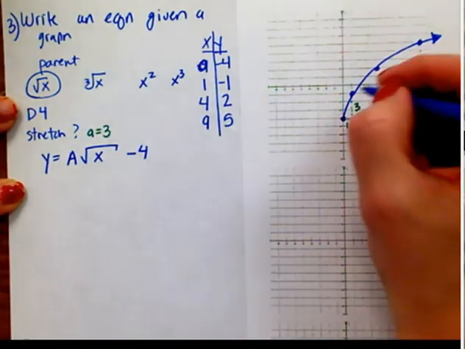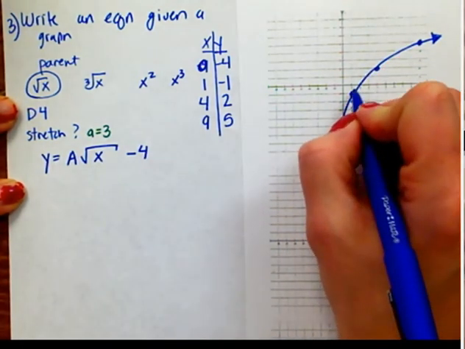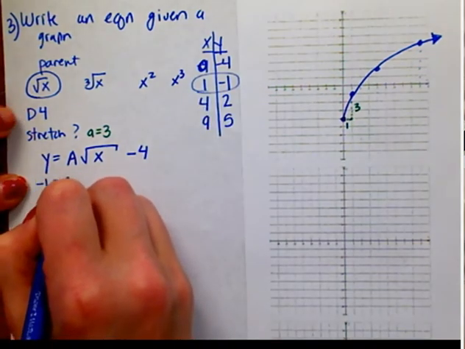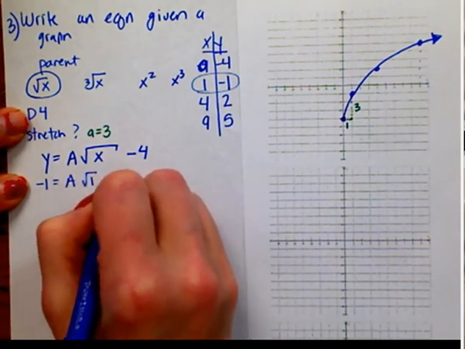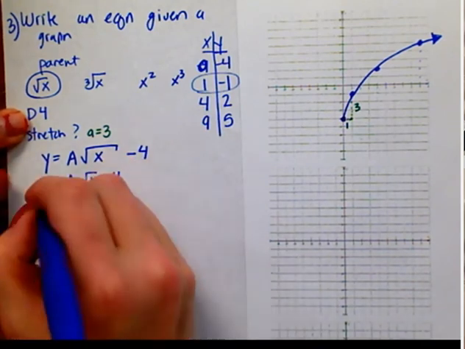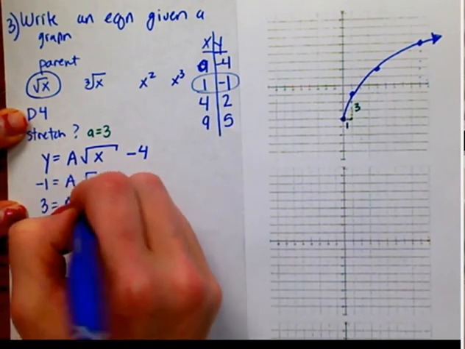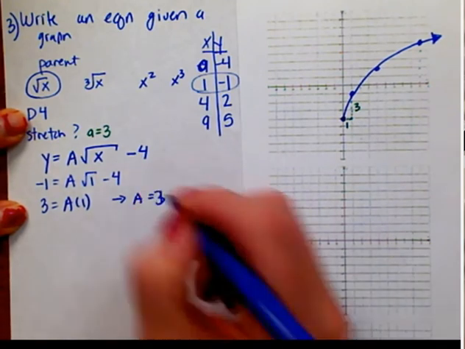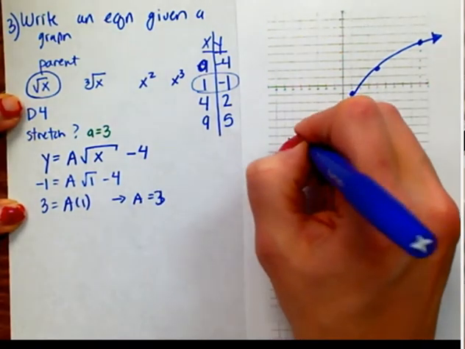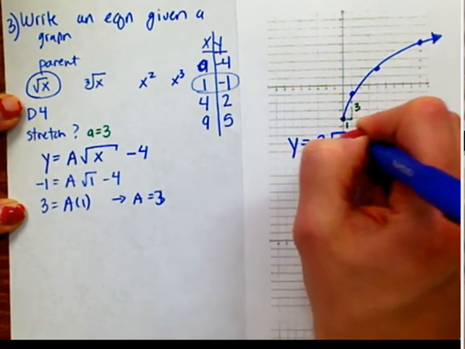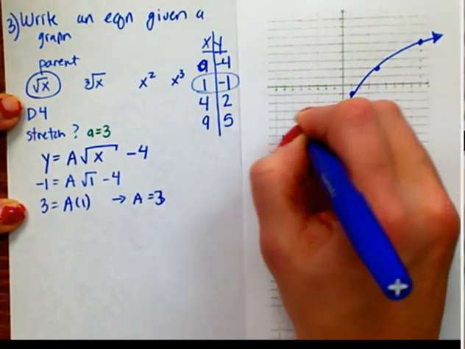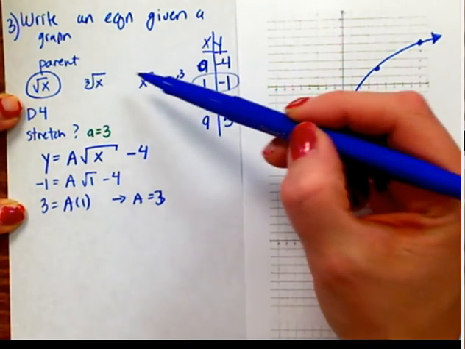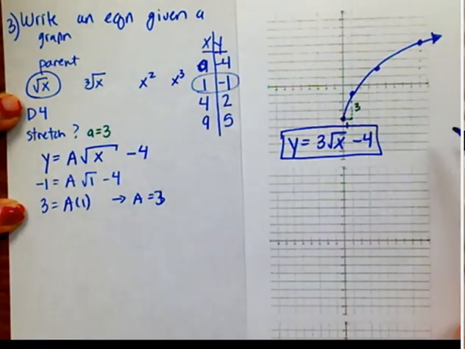Okay, pick any other point on the curve besides the starting point. So, for example, this one. Plug it in. Negative 1, root 1, minus 4, and solve for A. Oop, A equals 3. And so our equation would be... make sure that you are picking the correct parent based on the general shape of the graph.